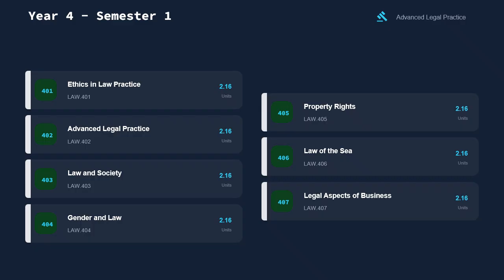4.4 Assessment methods: case studies, ethics opinions, and simulations. Assessments include case studies, analyze disciplinary decisions and ethical dilemmas. Ethics opinions, draft advisory opinions on hypothetical scenarios. Simulations, role-play ethical decision-making in practice contexts.